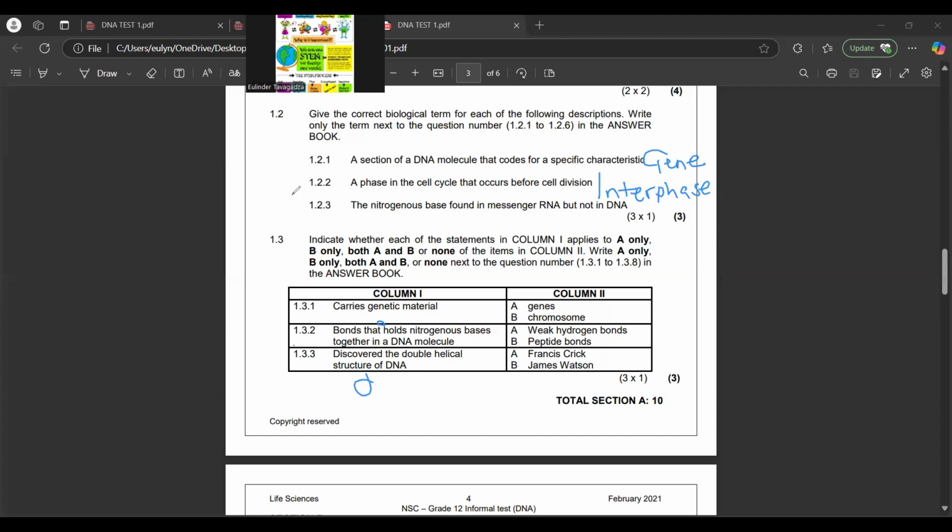Then 1.2.3, the nitrogenous base found in messenger RNA but not in DNA. Because remember, on DNA we have A, T, G, C. So A, G, C is shared in both RNA and DNA. What is replaced here is thymine. So on RNA, we will have A, U, G, C. So what is our answer now? The answer becomes uracil.